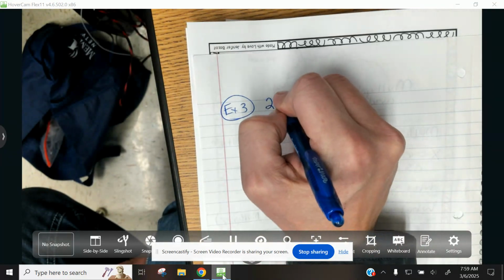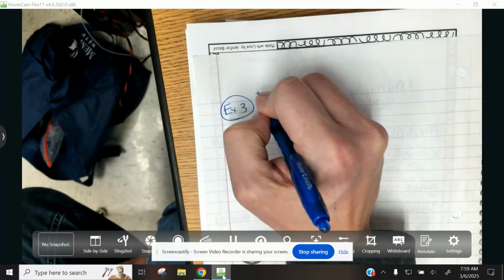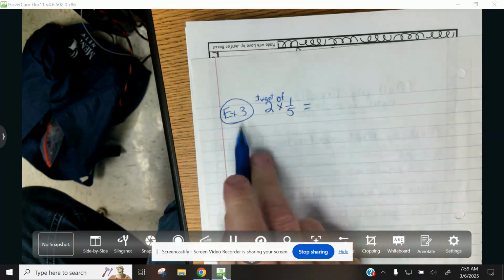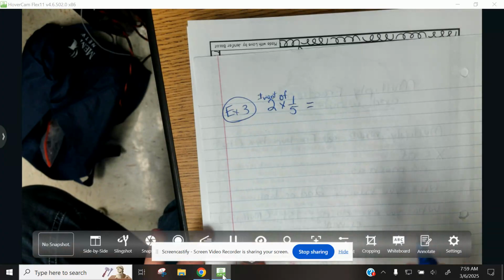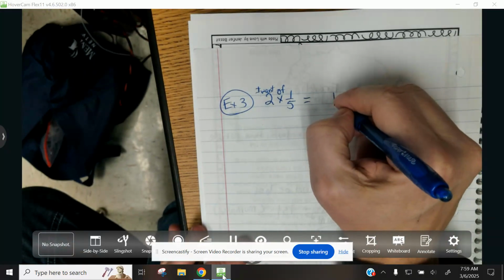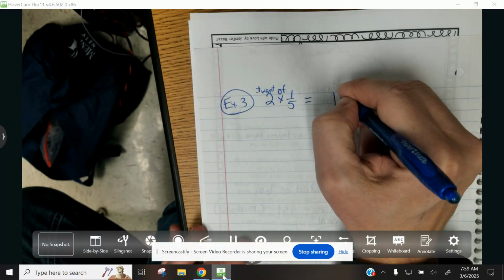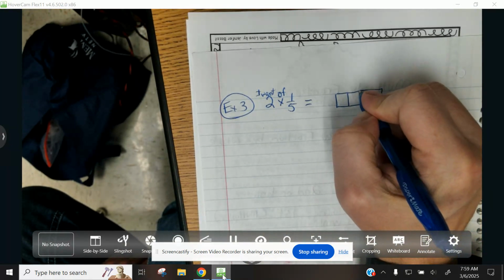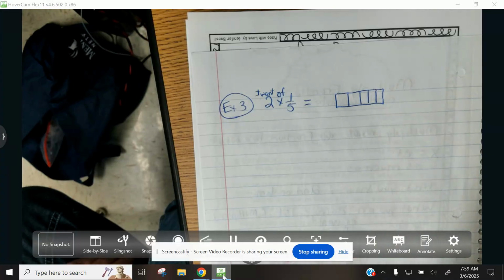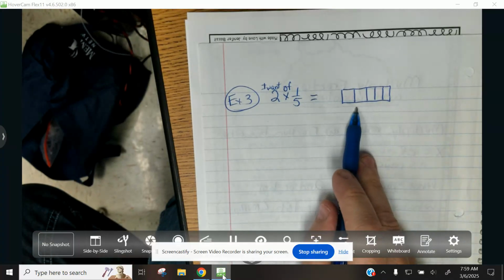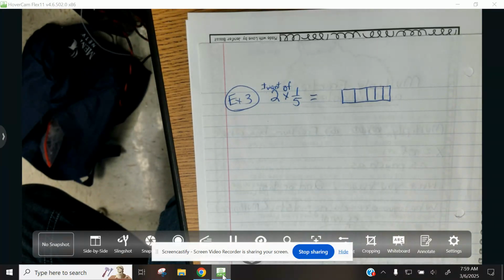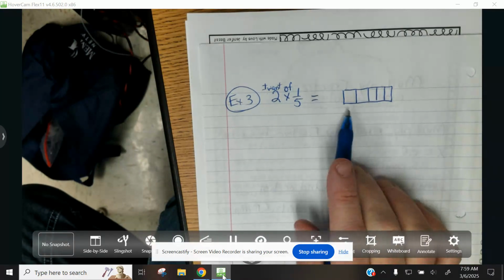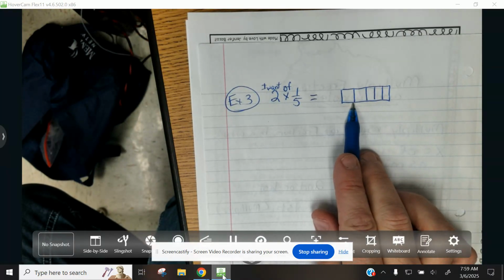I'm going to write the "of" here, the "I want" here. I want 2 of 1/5. And I'm going to stick with candy bars because I think they're easy and candy bars are normally long. So I have 1/5 of a candy bar. There's my 1/5. And again, are they perfect? No. Try to make them as good as you can, but be nice about it. Try to make them as even as possible.